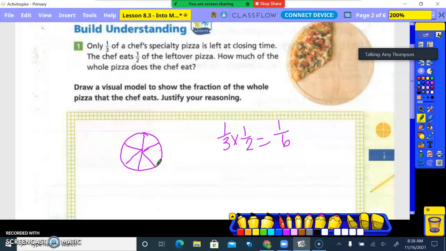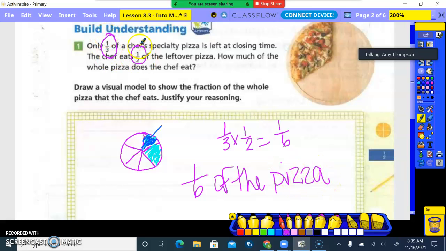First of all, I am going to color in 1/3 of that. How many pieces is that colored in? 2, right? So I'm going to color in 2 pieces because that's 1/3 of the pizza. And of that 1/3 that was left, how much was eaten? Half of it. So I'm going to lightly shade in the two pieces, and then I'm going to darkly shade in one piece. So how much of the pizza does he eat? He eats 1/6 of the pizza.